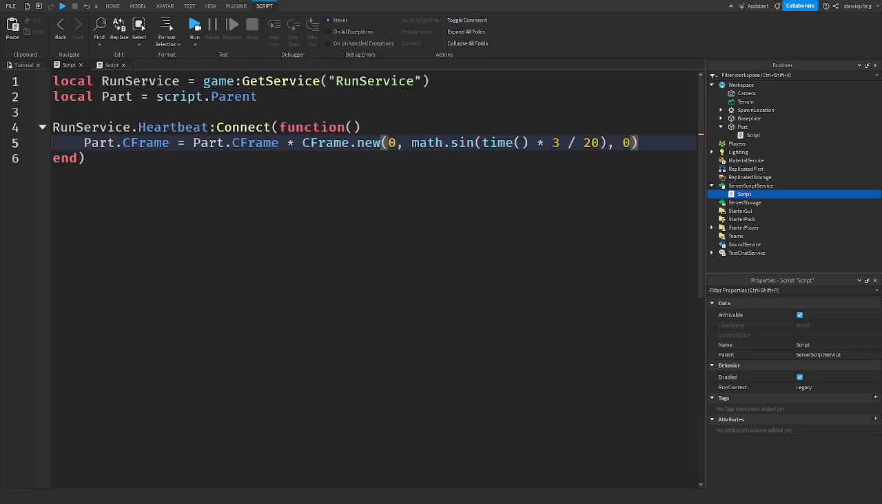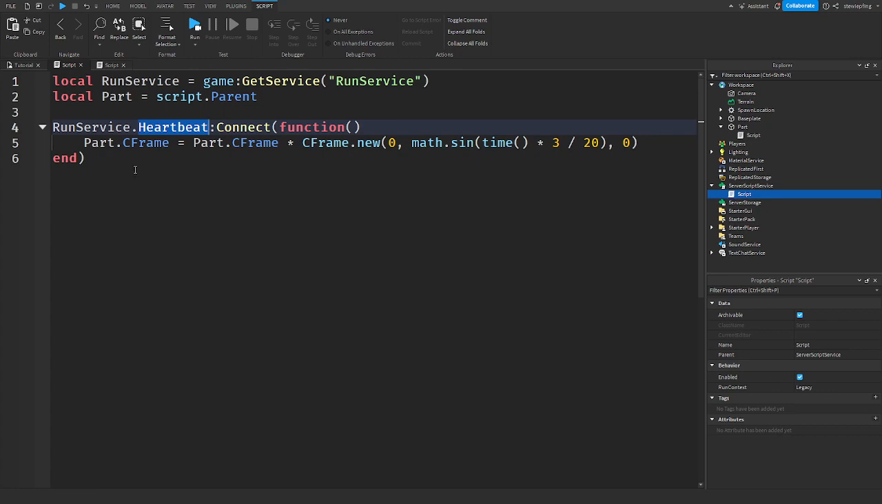and put in 0. Now, if you guys don't know what a lot of this is, I'm going to go over it. So run service, you use the service to get calculations with the runtime of the game. So when we are calling Heartbeat right here on RunService, Heartbeat is an event that fires every frame. So it fires a lot. So that's good for updating things.